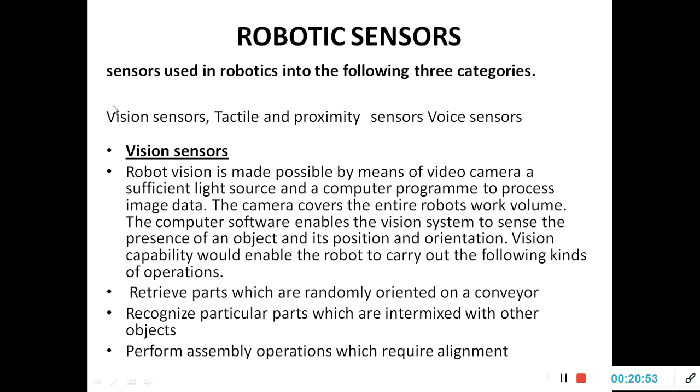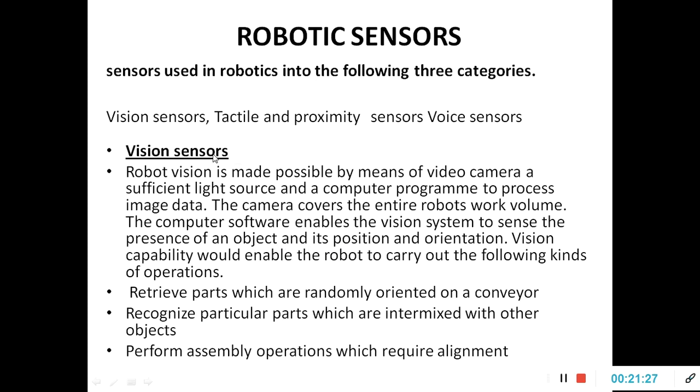So, robot sensors. Robot sensors are divided into three categories: vision sensors, tactile and proximity sensors, and voice sensors. First, vision sensors. Robot vision is made possible by means of a video camera, a sufficient light source, and a computer program to process image data. The camera covers the entire robot work volume, and the computer software enables the vision system to sense the presence of an object and its position and orientation.